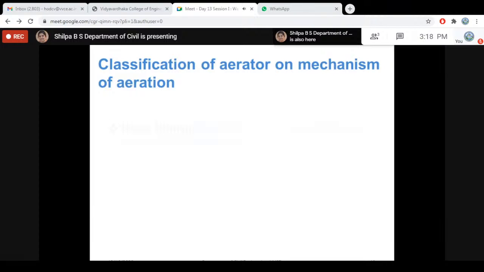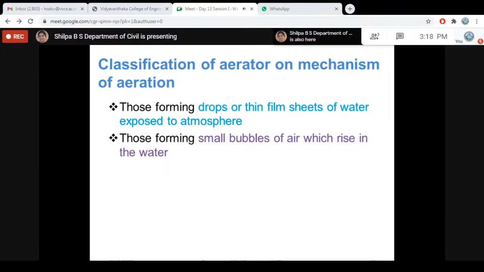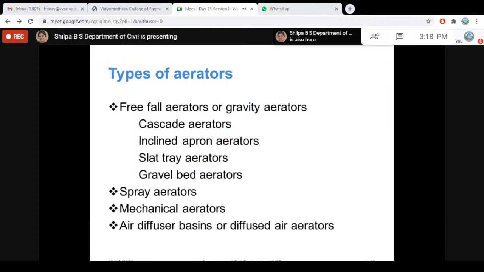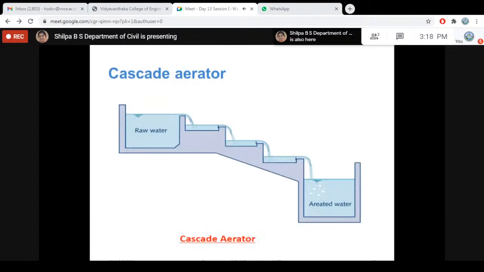And we have discussed that aerators can be classified based on two mechanisms: one where water droplets or thin films of water are brought in contact with the atmosphere, and another where small bubbles of air rise in the water. Based on this mechanism, we have many aerators. So we were discussing the cascade aerator.